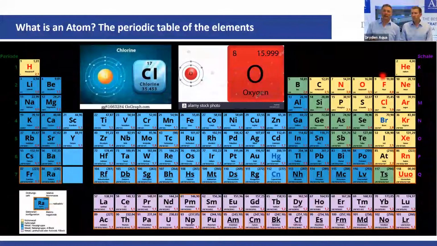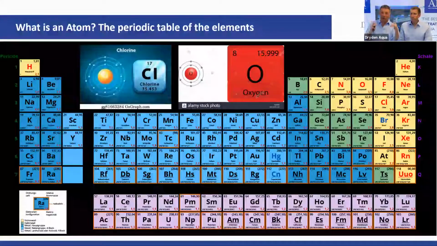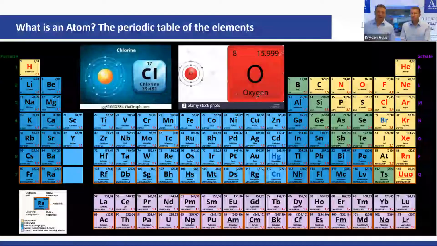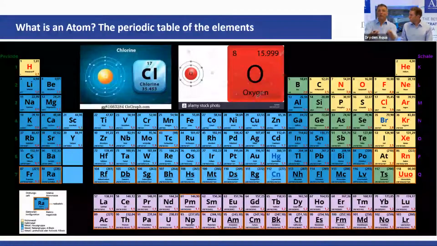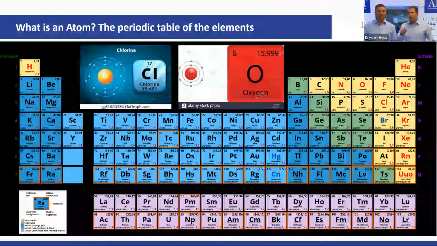Fluorine has a higher electronegativity than chlorine, and chlorine higher than bromine. So the lower you go in the period, the less electronegativity you have. That means the further right and the higher up you are, the stronger the oxidant, the more it wants to grab an electron. So let's explain on the next slide what oxidation means.